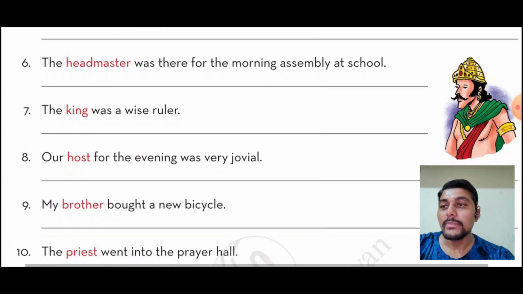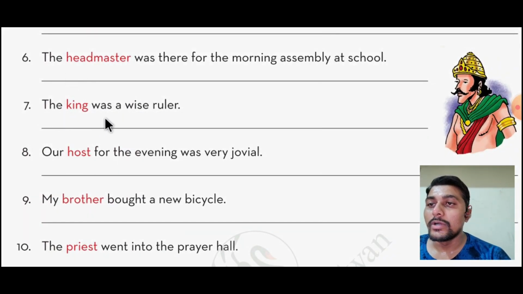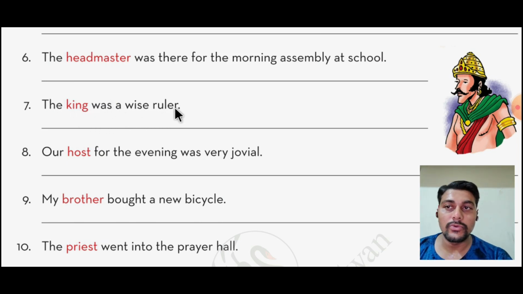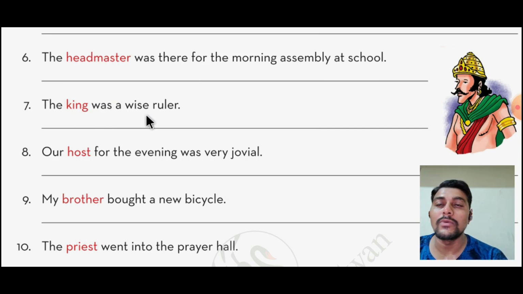Seventh one. Yes, the king was a wise ruler. In place of king, we have to just put the feminine gender, and that is queen. Yes, the queen was a wise ruler. Number 8, our host for the evening was very jovial. Now host is a masculine gender, it will convert into feminine gender, and it came already in that rules table, hostess. Our hostess for the evening was very jovial.